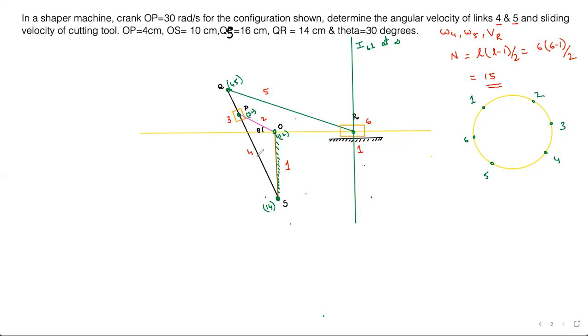So I told it should be perpendicular to the path of the slider, right? Perpendicular to the path of the slider means I have to put a perpendicular here. Exactly, I have to check if it is perpendicular or not, and then place it here. So I can say that somewhere on that line I have I 3 4. It means it is at infinity, not just somewhere. I 3 4 at infinity.